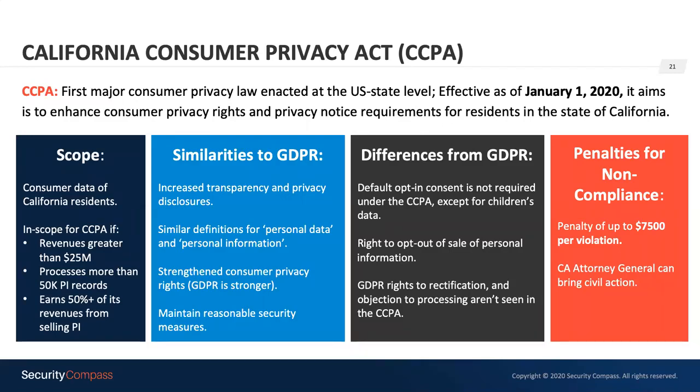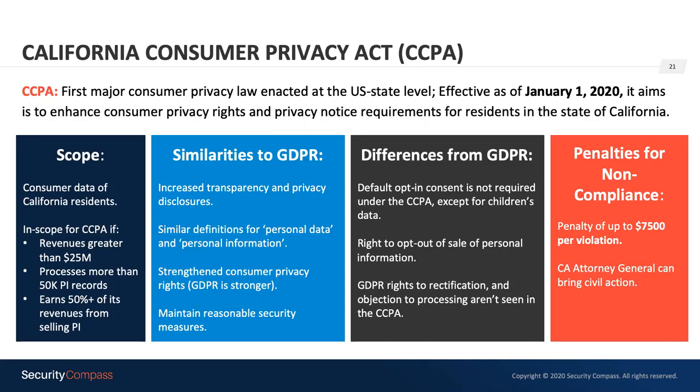Both the GDPR and the CCPA strengthen consumer privacy rights, although there are a few privacy rights under the GDPR that aren't baked into the CCPA, such as the right to rectification and correcting your data, and the right to object to processing and automated decision making. Both legislations also require that businesses maintain reasonably appropriate security measures.